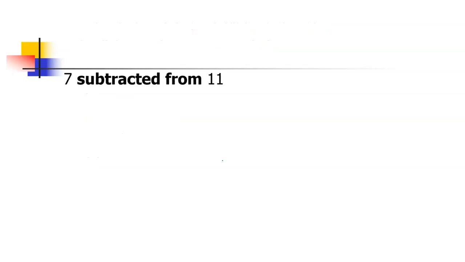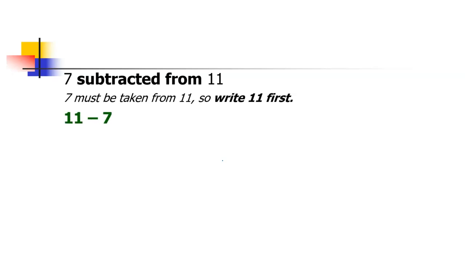So here I have 7 subtracted from 11. Anytime subtracted from is used, you need to make sure 7 must be taken from 11. So in this case, we will write the 11 first. From goes first, if you remember, that will be easy. Anything that comes after the word from, you need to write that first. So in this case, I'm going to write 11 and then the subtraction sign and then the 7. And that should give me the answer 4. If by mistake somebody wrote 7 minus 11, then you will see that you end up with an answer of negative 4, which will be incorrect.